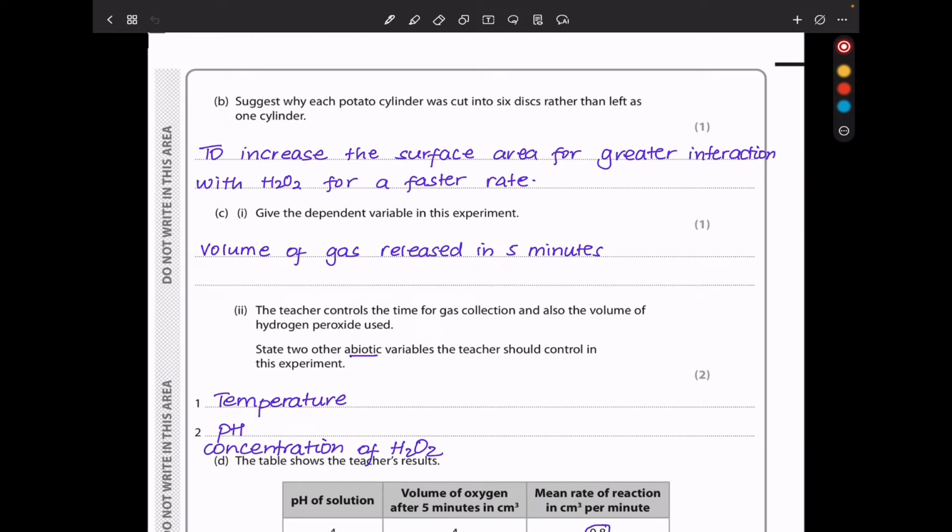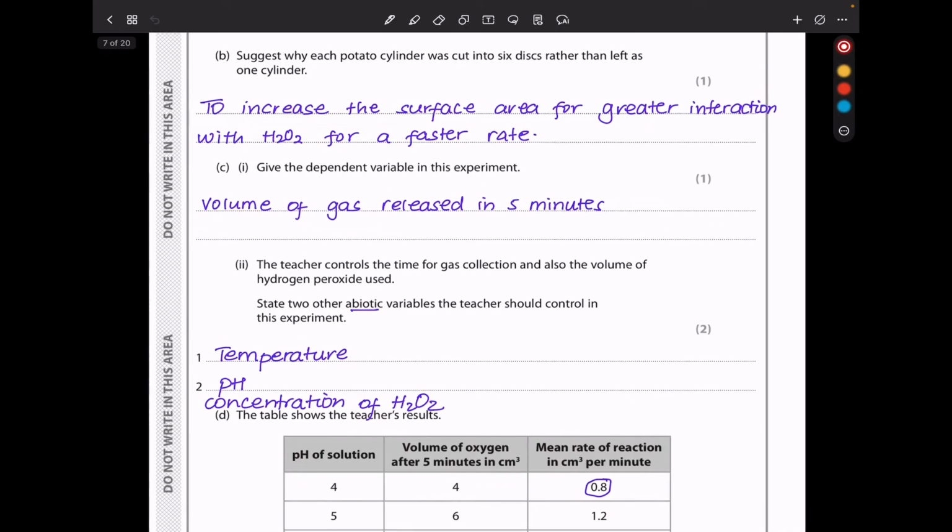In part B, suggest why each potato cylinder was cut into 6 discs rather than left as one cylinder. Because the potato cylinder contains the catalase enzyme, when we cut it into smaller discs, we are increasing the surface area so that more enzyme leaks out to come into contact with the hydrogen peroxide for the reaction to occur. So I say to increase the surface area for greater interaction with hydrogen peroxide for a faster rate.